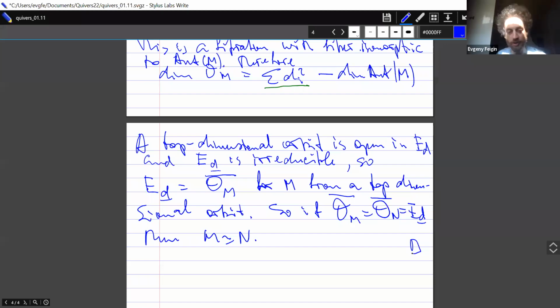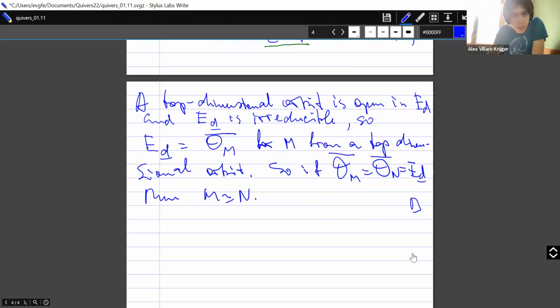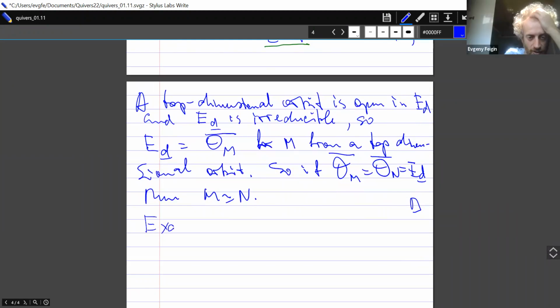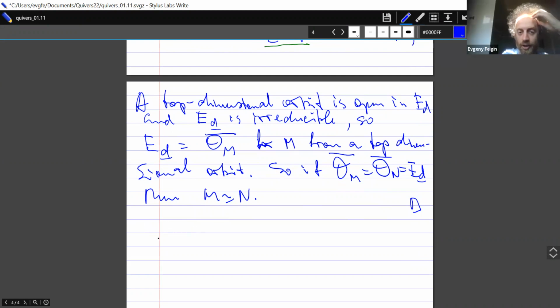Okay, so let us look at this example. What definition do we use for irreducible? So irreducible means that it can't be presented as a union of two closed subvarieties.